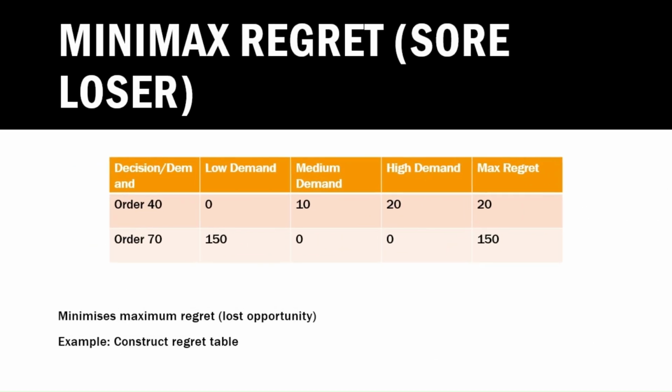The minimax regret rule is about avoiding regret. We create a regret table that shows how much we lose by not choosing the best option. Then we select the option with the lowest maximum regret. This method is useful for managers who want to minimize missed opportunities.